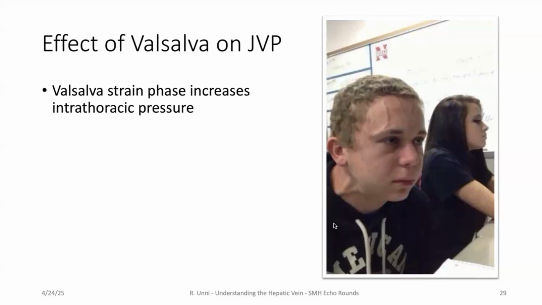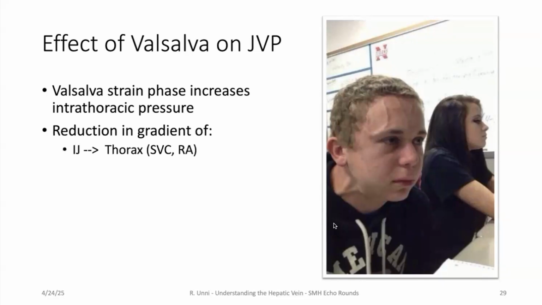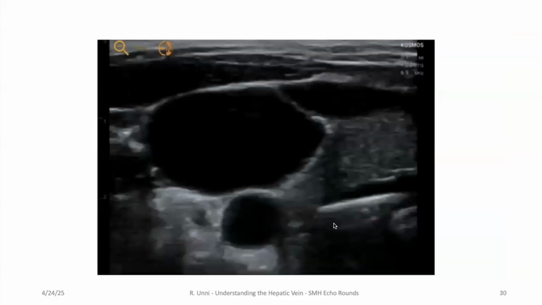So when you strain, let's talk about the physiology of Valsalva. There are multiple phases, as you know, but during the strain phase, you're increasing intrathoracic pressure. Because of that, the blood that's trying to flow into the thorax from your internal jugular vein, that gradient goes down because there's now this higher pressure in the thorax, so blood's not draining as easily, and so you get this jugular venous distension.